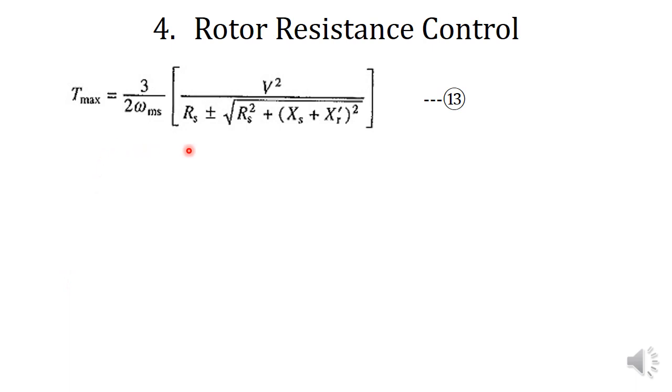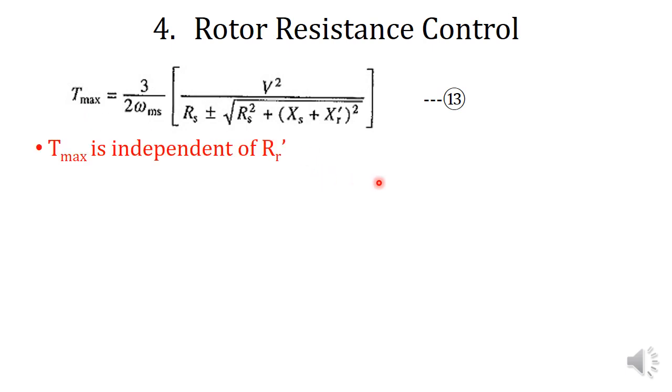This is the equation for maximum torque developed in an induction motor. This equation we have discussed in lecture 2, and you can refer to lecture 2 for more details. In this equation, we can see that the maximum torque capability of an induction motor is independent of rotor resistance. RS is the stator resistance, XS and XR dash are the stator and rotor reactances. So, rotor resistance is not in this equation. That means Tmax is independent of rotor resistance RR dash.